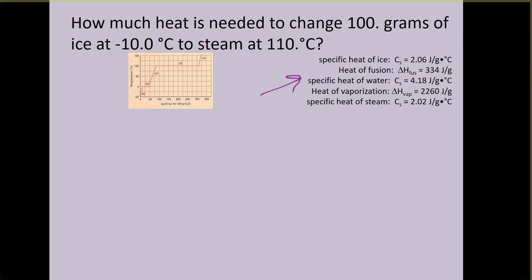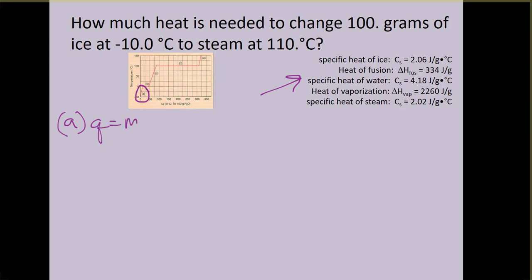Because I'm passing through 5 different areas, I will solve my Q equals MC delta T equation 5 times. Because there's something different going on in each of the phases. I'm going to first heat a solid, then melt it, then heat a liquid, and then boil it, and then heat a gas. So let's start with area A. In area A, we're heating our solid. So I'm in area A right here.